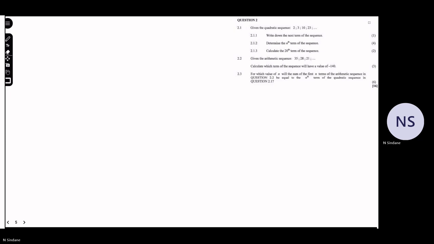Today we are doing our November question paper, which is 2018. Our focus area is on number patterns and series. And we are starting with question 2. Our question 2 is as follows.